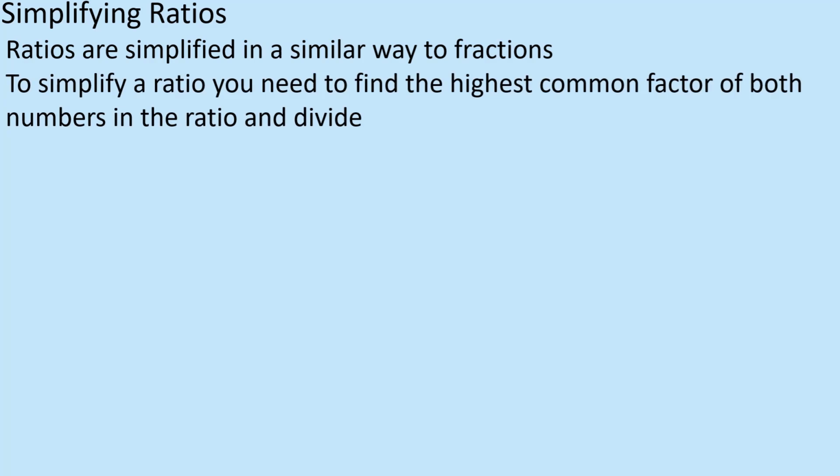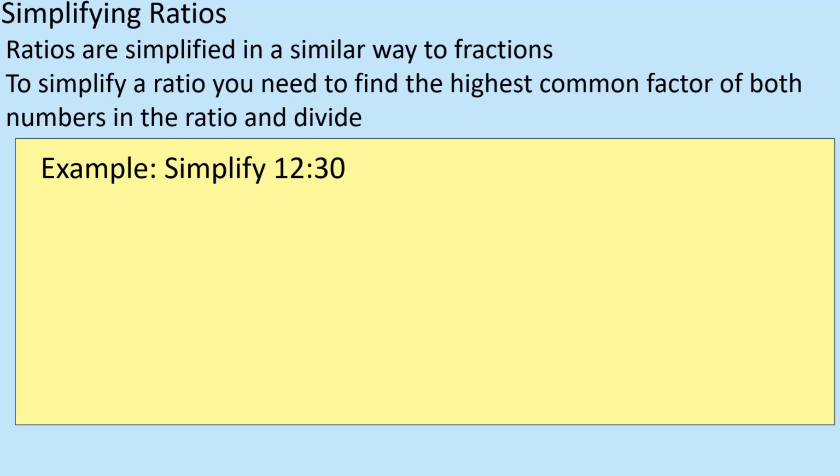Relatively straightforward topic, a little bit like what we do with fractions. So if you've got a ratio, say 12 to 30, please don't think that that's 12/30ths. That is not the case. But in terms of how we simplify ratios, we are still doing the same kind of process: we are looking to find the highest common factor and then divide both parts of the ratio.